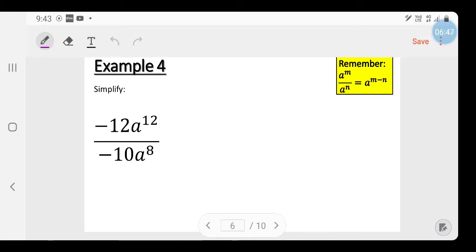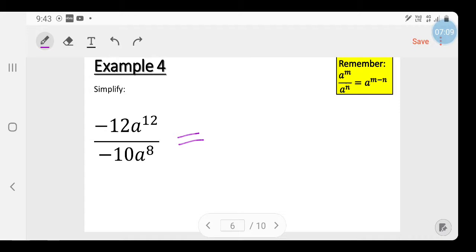Alright, so now we have a combination of positives and negatives starting to come into play with the coefficients. But that's cool because we know how to deal with that. A fraction is just another way of saying division, and we know that a negative divided by a negative is a positive. So our answer is going to be a positive.